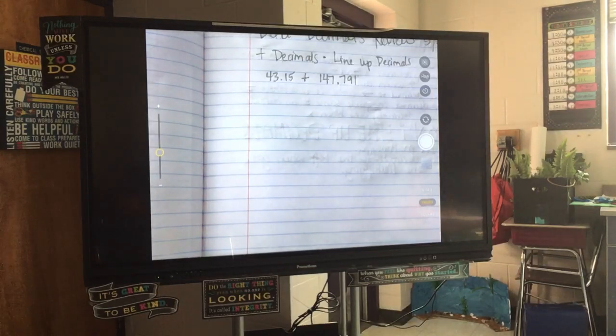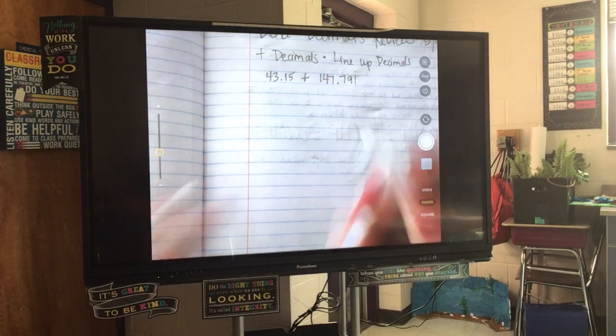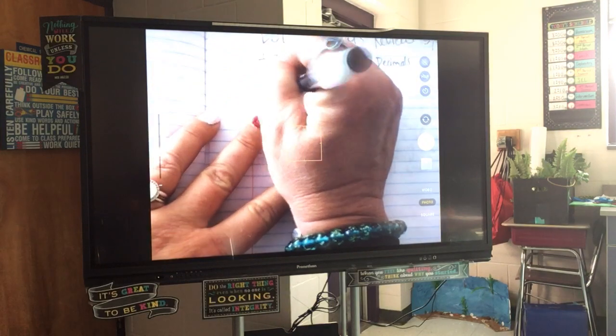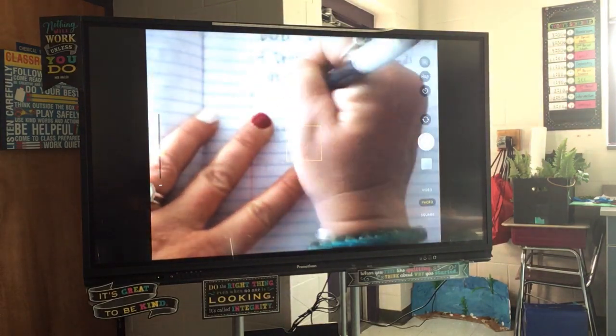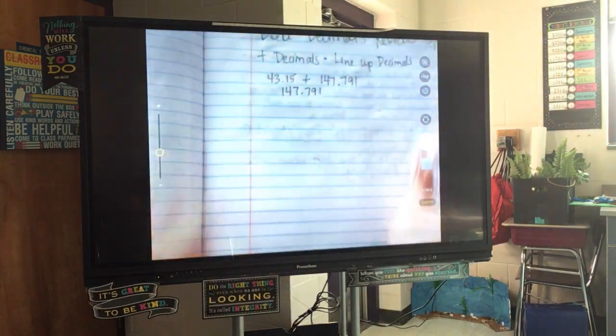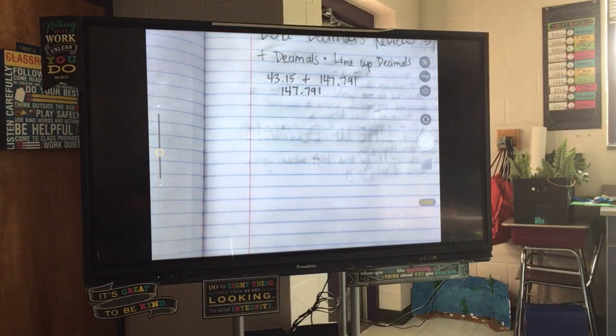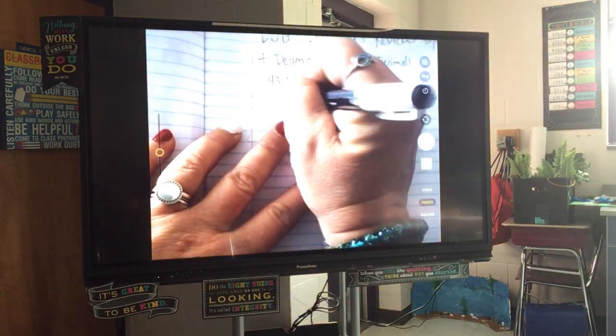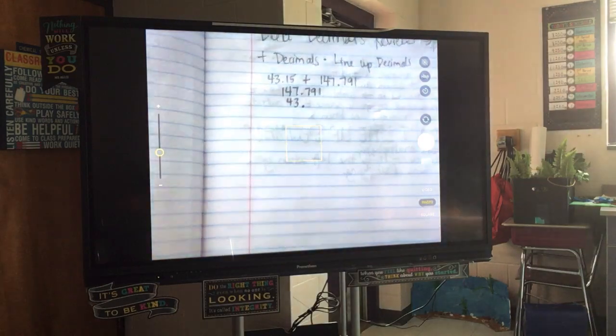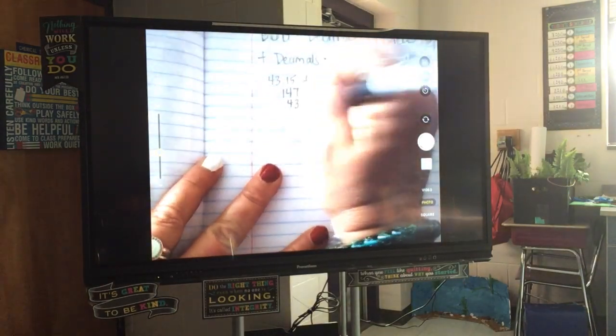Why should we put the bigger one on top? Juan? Because it has more numbers. It's going to make it a little bit easier. So we're going to rewrite this horizontally and we're going to do 147 and 791 thousandths. And Andrew told us we have to line up our decimals, so I'm going to write 43 here, put my decimal there, and then my 15 here.